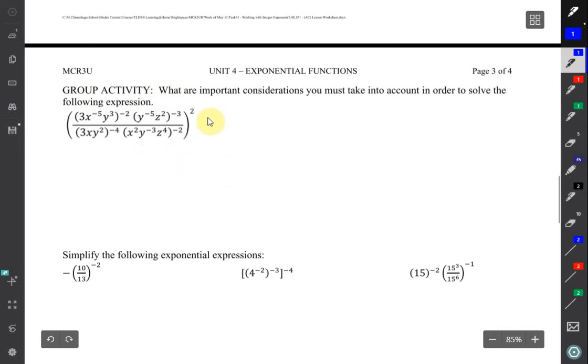It says here group activity. It's always good if you have a chance to connect with some other people that you work with on your math. You could do that and see what they got, share your answers, etc., and talk about it before coming and checking for the answer. So at this point, I'm going to leave you to try this question.